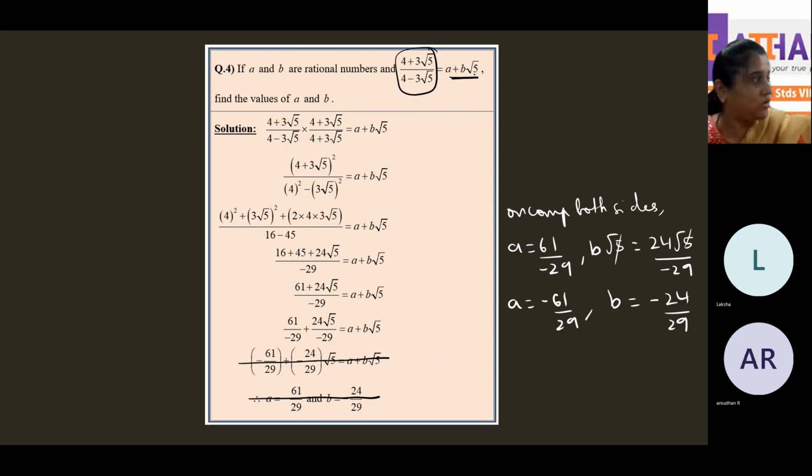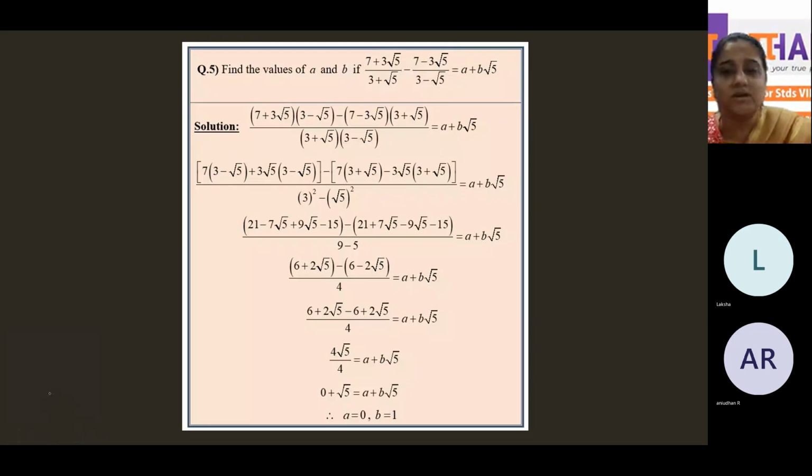But here, what are you seeing? This one minus this one is equal to A plus B root 5. It's different. Now look at these two terms. Look at their denominators. Their denominators are conjugates: 3 plus root 5, 3 minus root 5. So you can take the LCM. If the denominators are conjugates, then you can take up the common denominator.